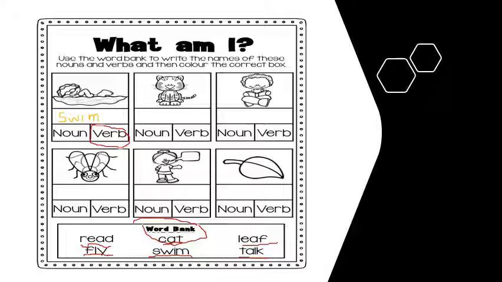What is this? It's a cat. So cat is a noun or a verb? Yes. Now cat is a noun. So we'll circle. Cat is a noun. Cat is a name of an animal, right? So in this box we'll write cat.